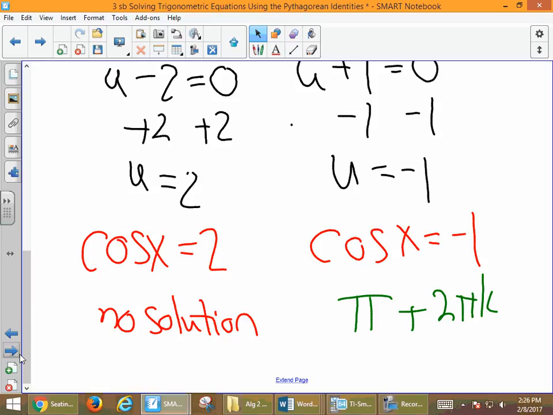And so this was a quick crash course into trig identities, but we'll work more of it tomorrow during the shortened periods.